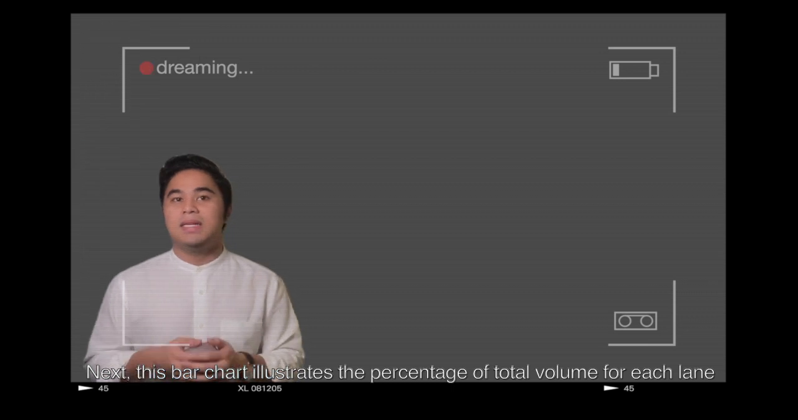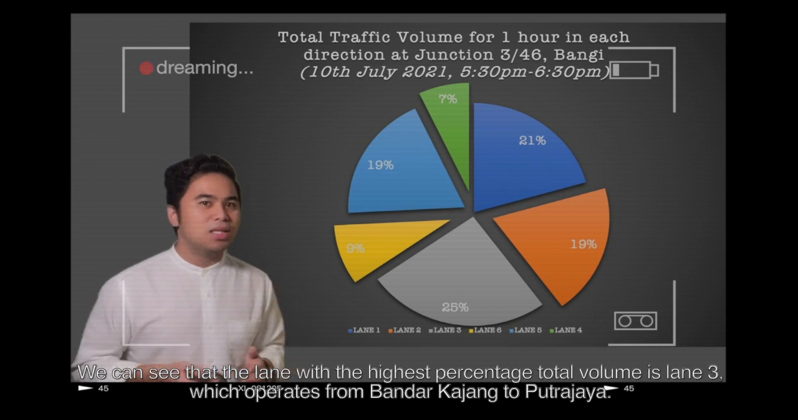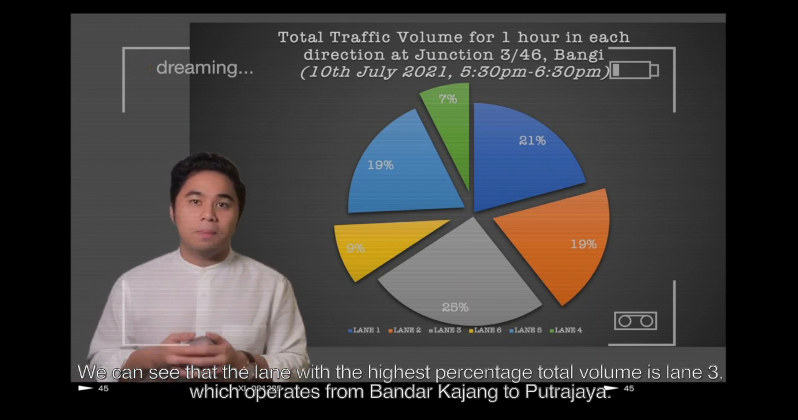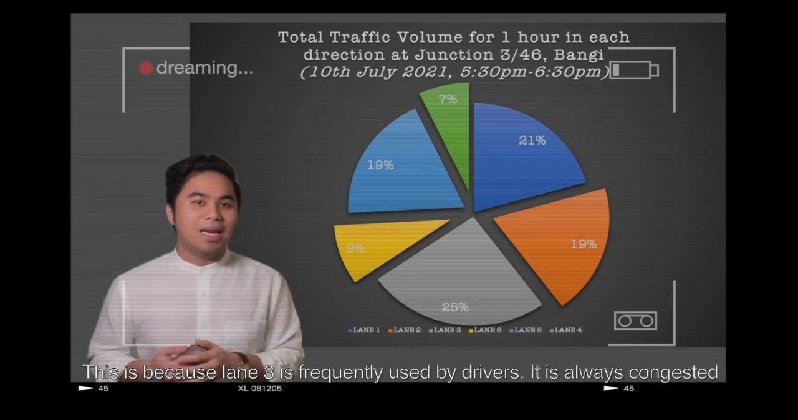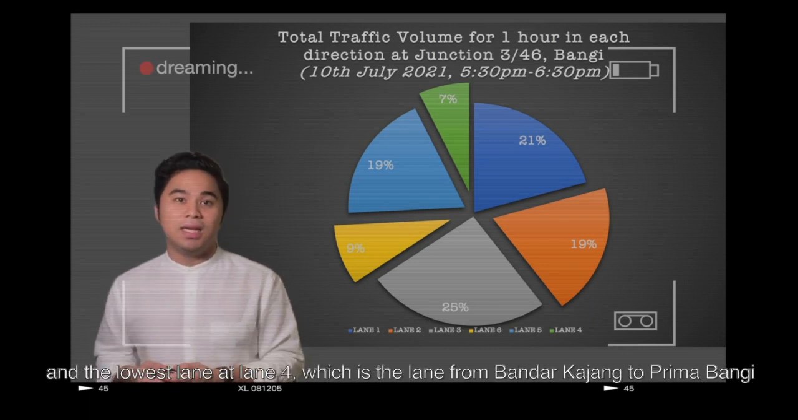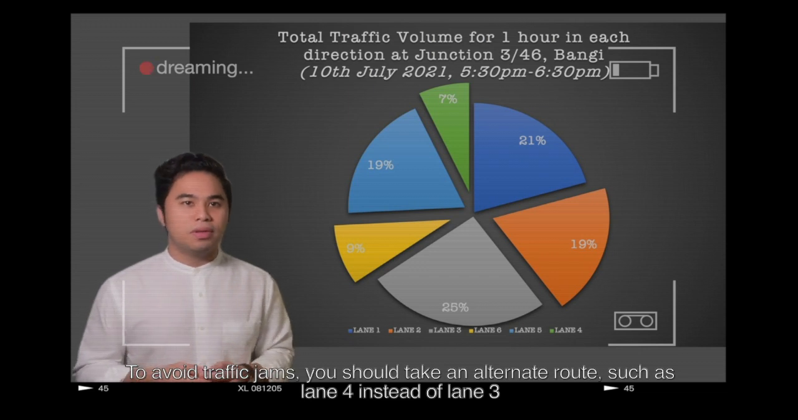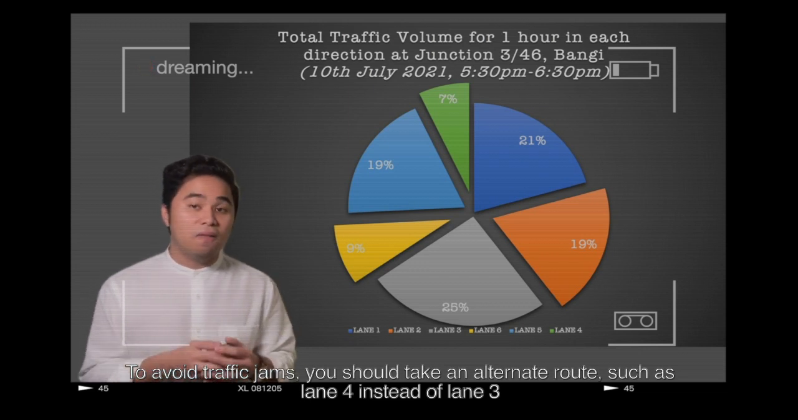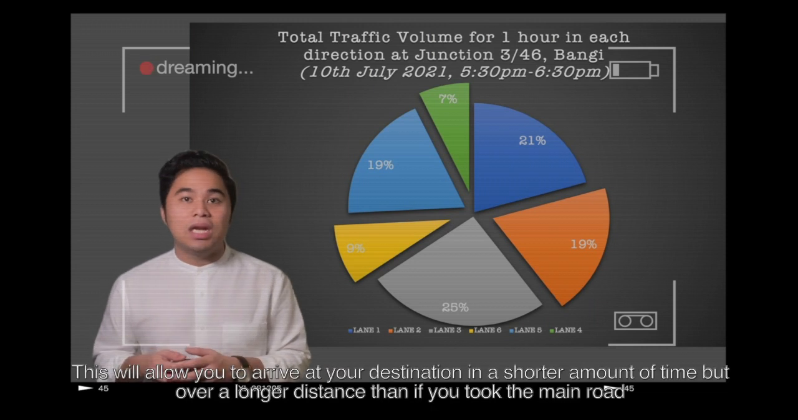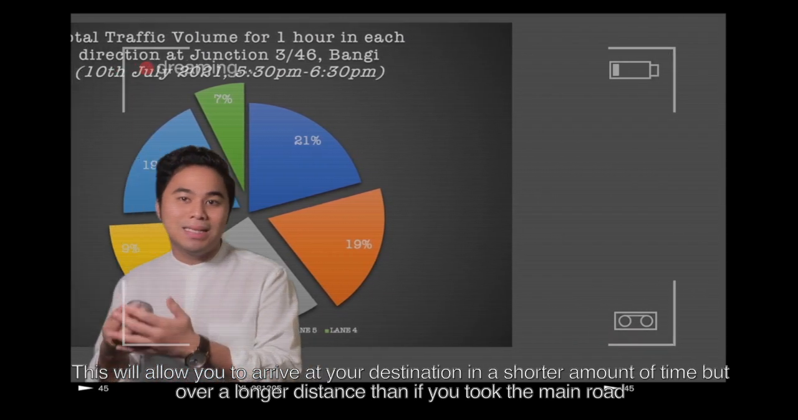Next, this bar chart illustrates the percentage of total volume for each lane. We can see that the lane with the highest percentage of total volume is lane 3, which operates from Bandar Kajang to Putrajaya. This is because lane 3 is frequently used by drivers. It is always congested, and the lowest is lane 4, as you can see in this table, which is the lane from Bandar Kajang to Prima Bangi. To avoid this traffic jam, you should take an alternate route such as lane 4 instead of lane 3. This will allow you to arrive at your destination in a shorter amount of time, but over a longer distance than if you took the main route.